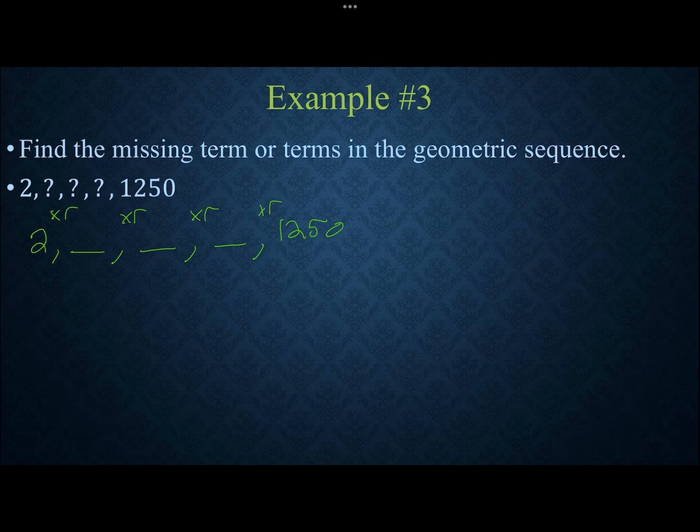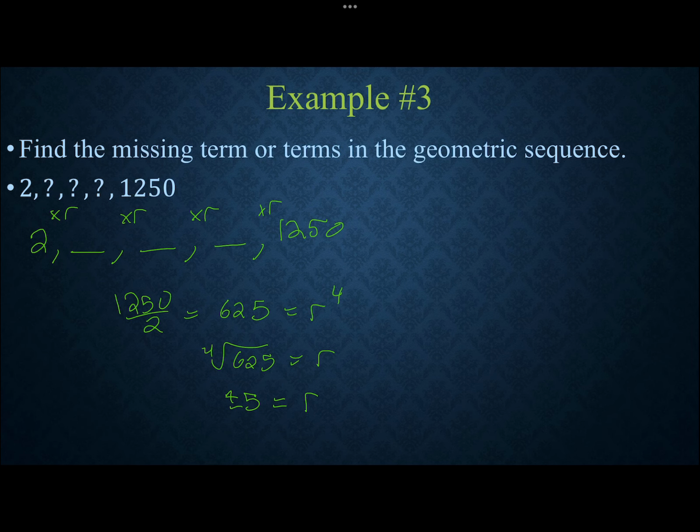So it's not 3r's, it's 4r's we're dealing with. So we take our last number and divide by our first number. Gives us 625. And that has to equal r to the 4th power. So we take our 4th root of the 625, which is going to be 5. And technically, it's going to be plus or minus 5, because we did an even root solving an equation. So there's two different answers we can get from this.